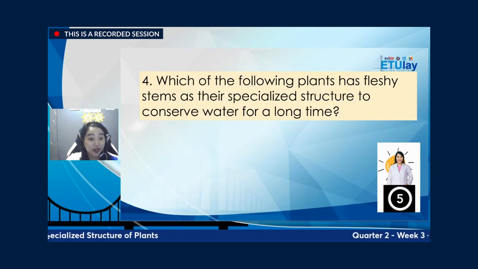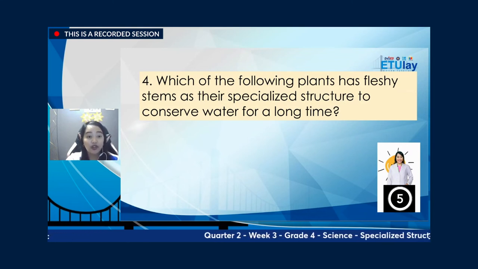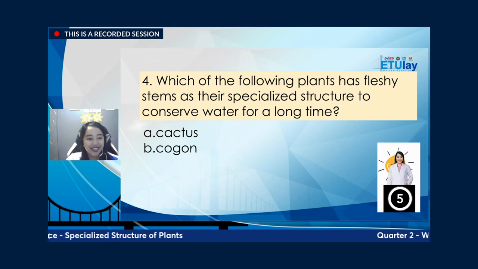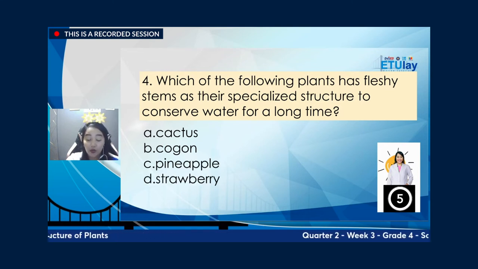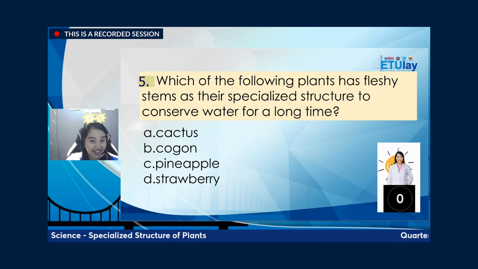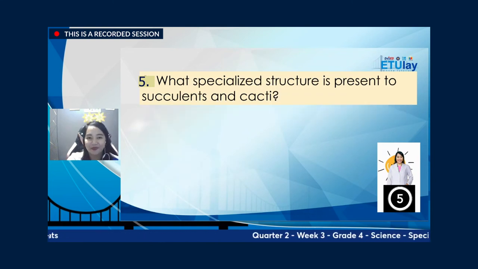Which of the following plants has fleshy stems as their specially structured to conserve water for a long time? Is it A, cactus, B, cogon, C, pineapple, or letter D, strawberry? Your 5 seconds starts now. Well, definitely, the correct answer is letter A, cactus.